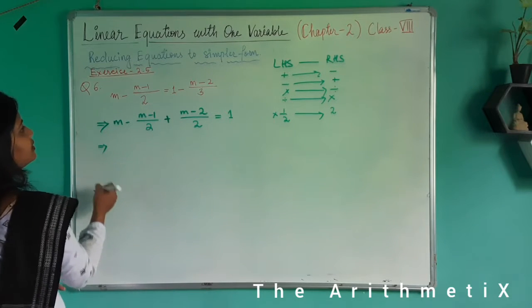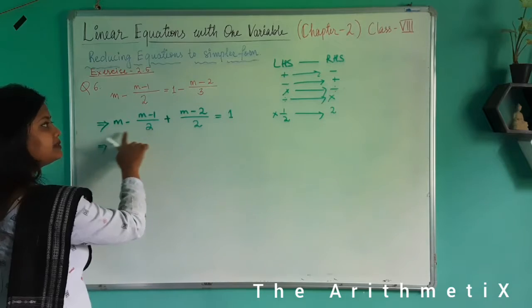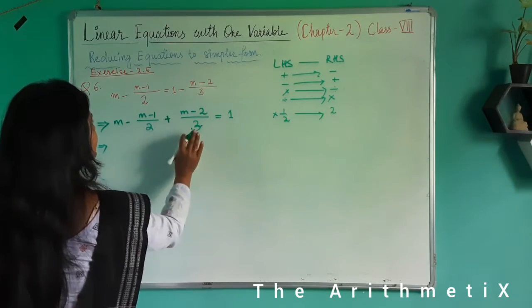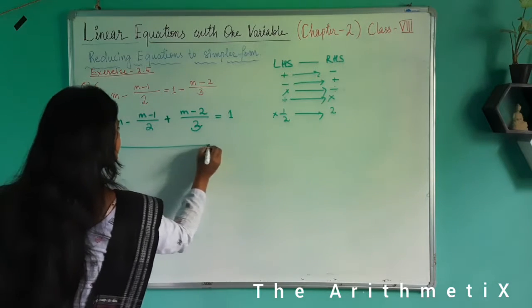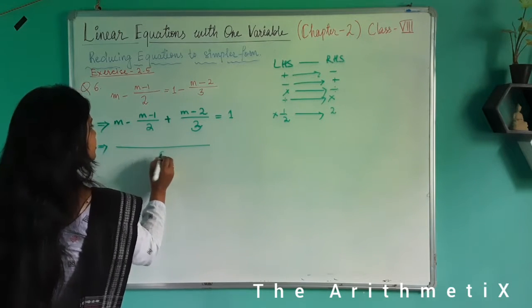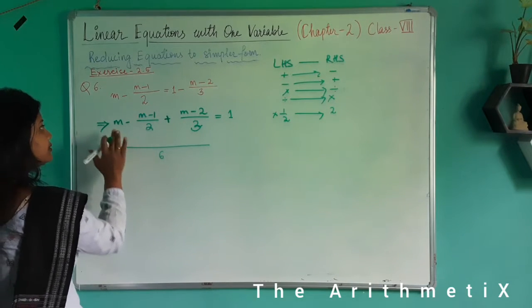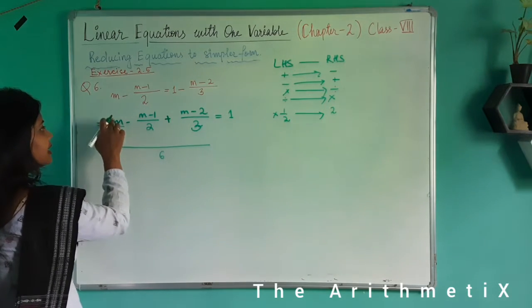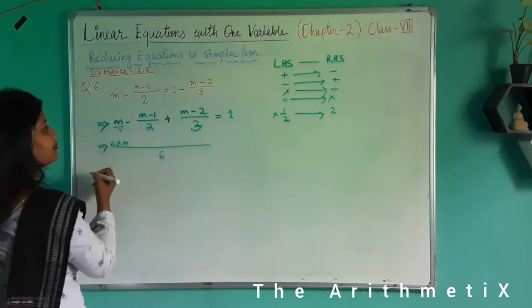So see, there are 3 variable terms in LHS now. Let me write 3 here. Let us take the LCM of all 3 fractions. So the LCM of 2 and 3 is 6. Now let us divide 6 by this denominator, that is 1. Multiply that with m, the result is 6, it will be multiplied with m.